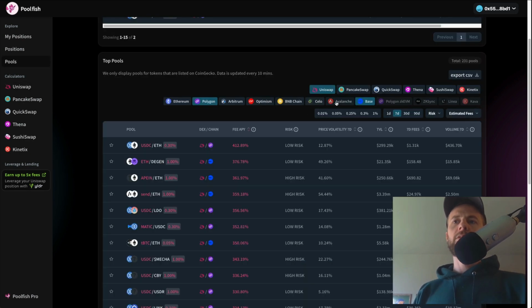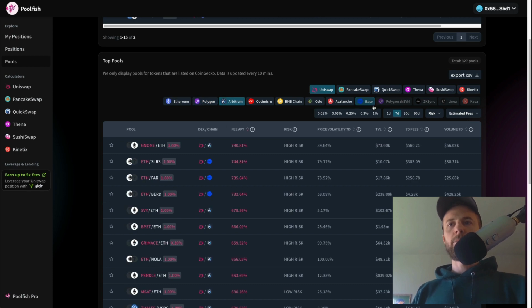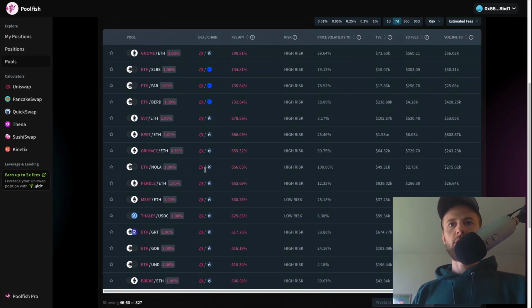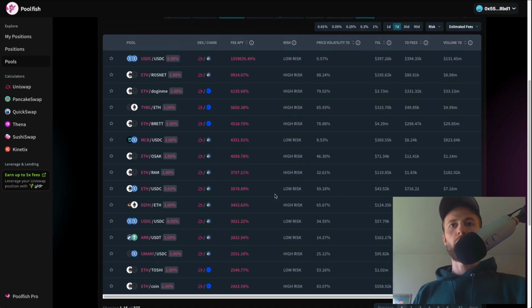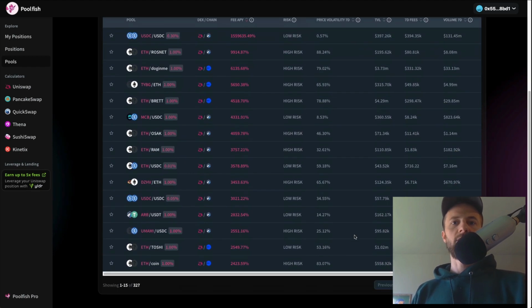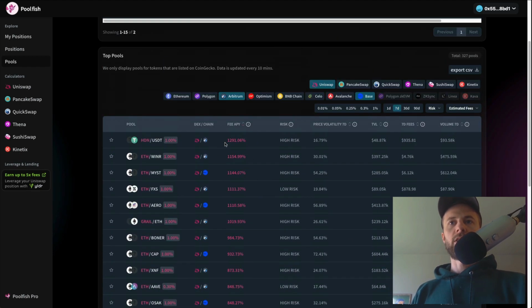And then, of course, playing around with the different dexes and chains is a good way to find some different opportunities. You may not want to be on mainnet because gas fees are so high. So maybe you want to be on Arbitrum and Base, and you can select those two and see what the good options are there where you're not going to have to pay as much in gas fees.